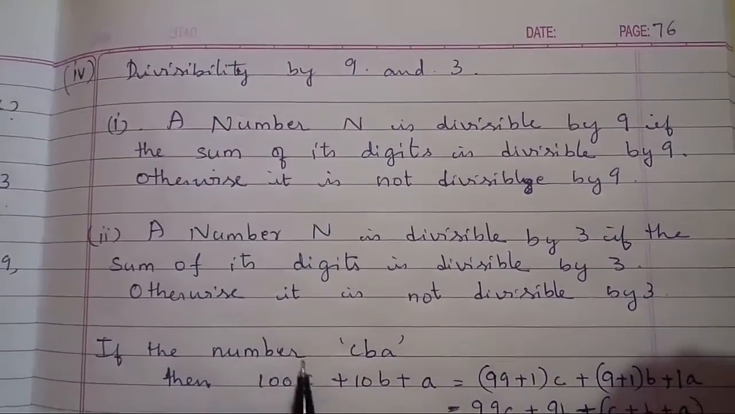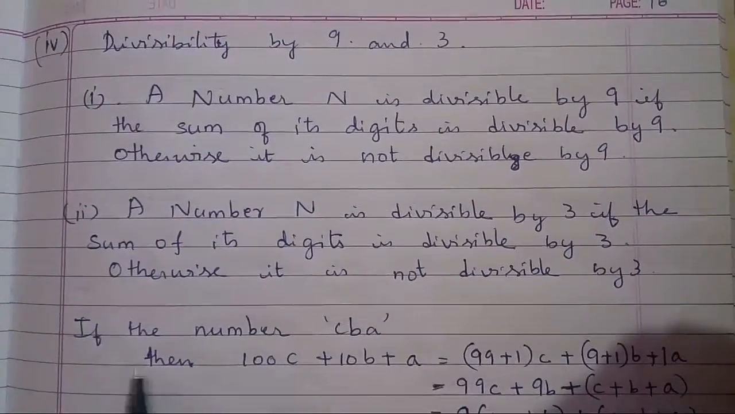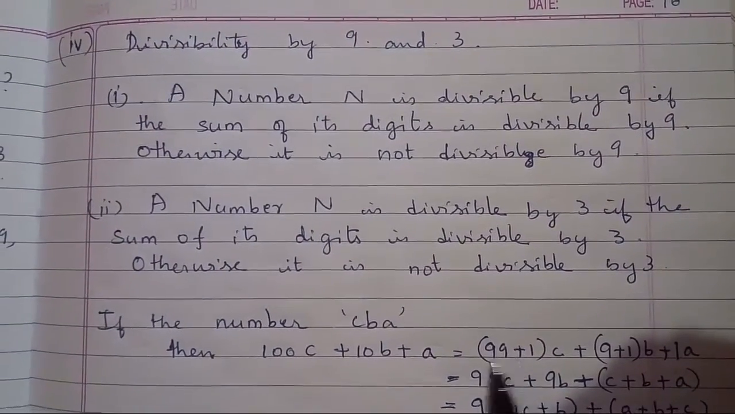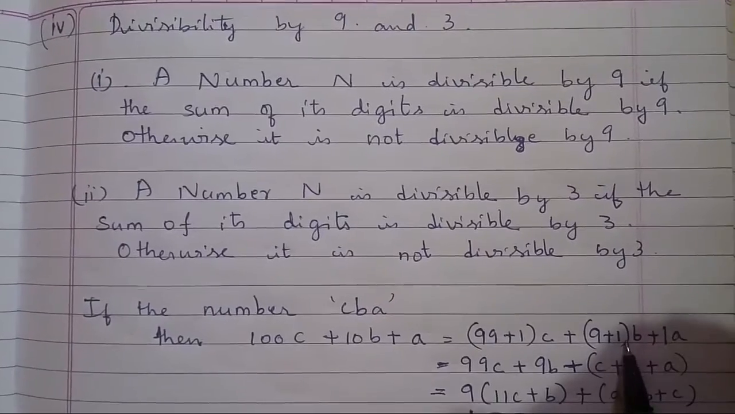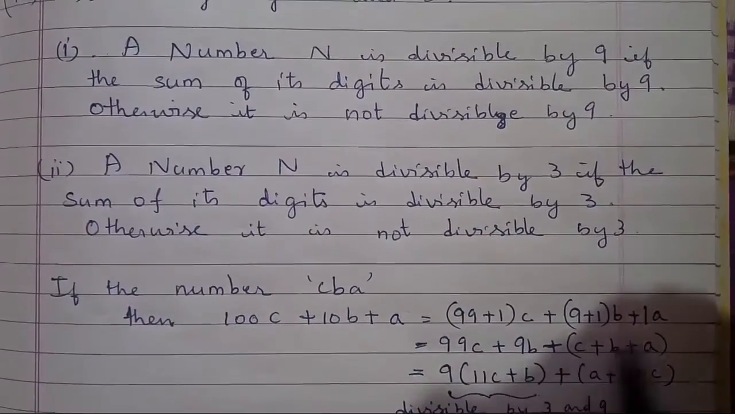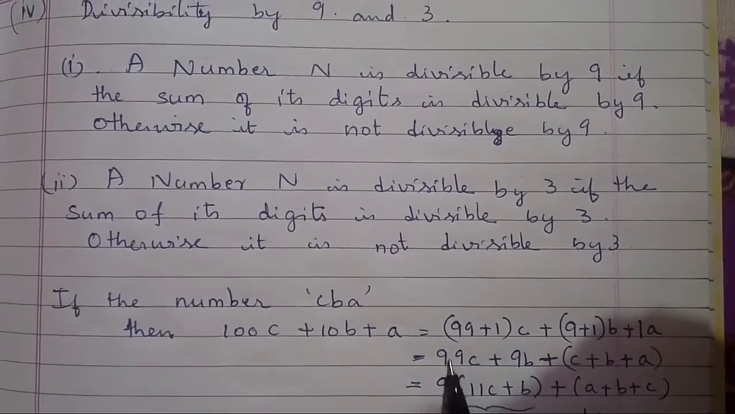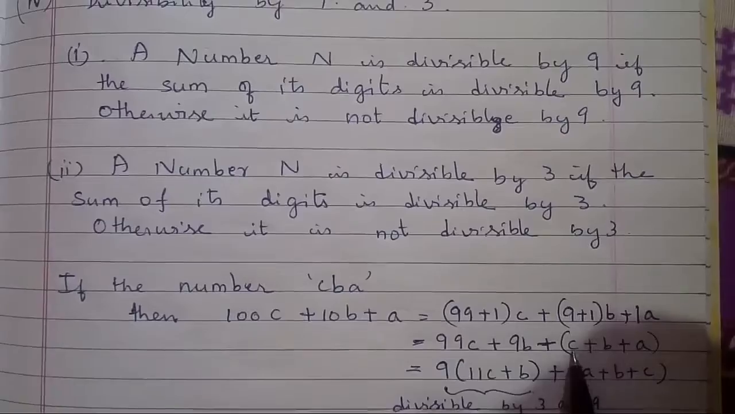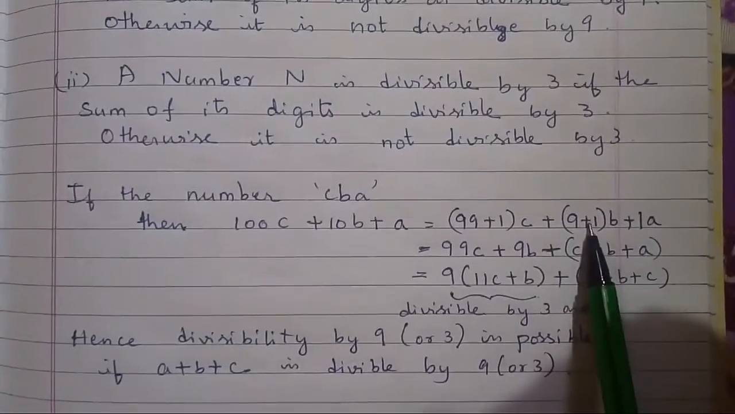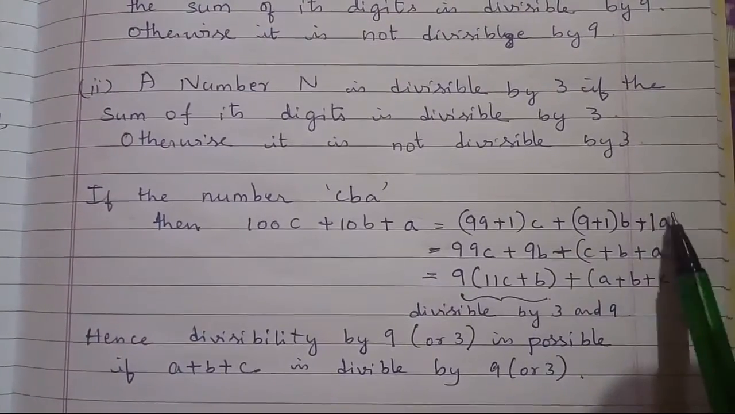That is, if we take the number CBA, then 100C plus 10B plus A can be written as (99 plus 1) into C plus (9 plus 1) into B plus A, where the coefficient of A is 1. Multiplying, 99 into C is 99C plus C. Again, B into 9 is 9B plus B. So 99C plus 9B plus C plus B plus A.